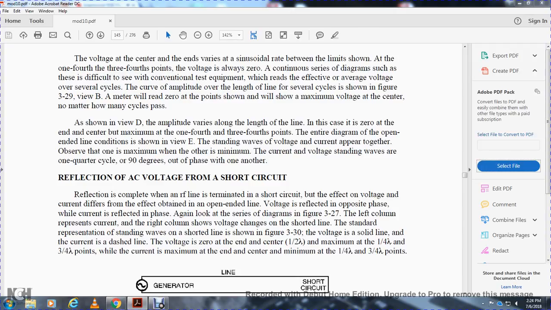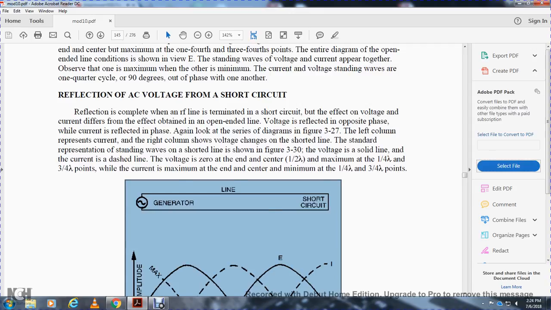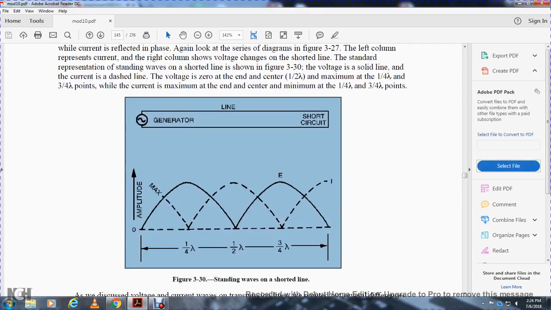A standard representation of the standing wave on the shorted line is shown in figure 330, with the voltage as the solid line and the current as the dashed line. The voltage is 0 at the end and the center of the 1/2 wavelength, and maximum at 1/4 length and 3/4 length. The current is maximum at the end and the center, and minimum at 1/4 length and 3/4 length of the line.